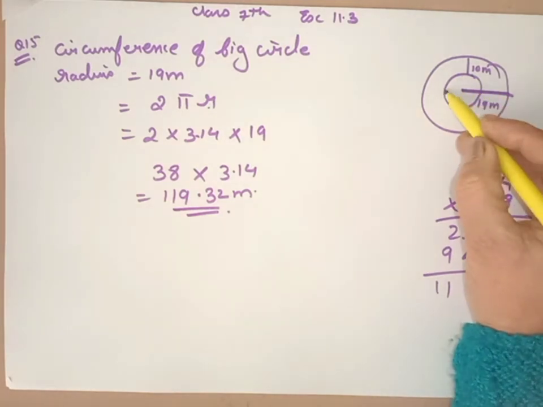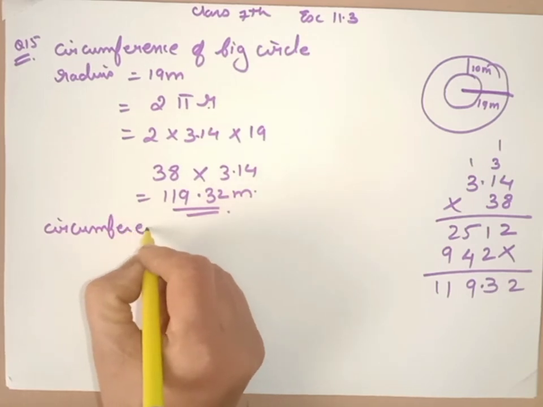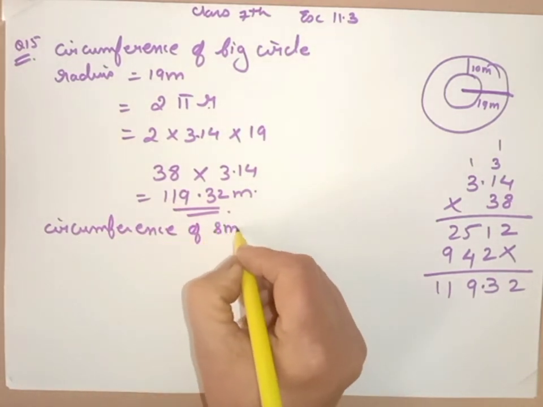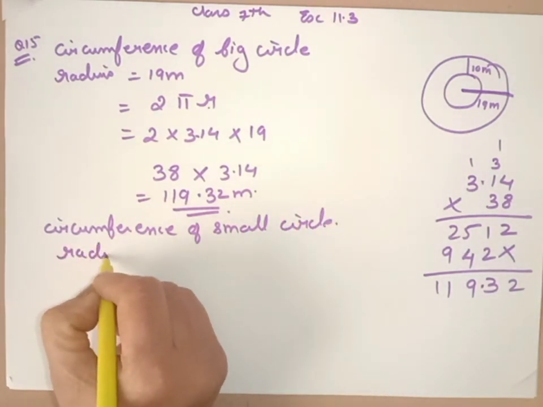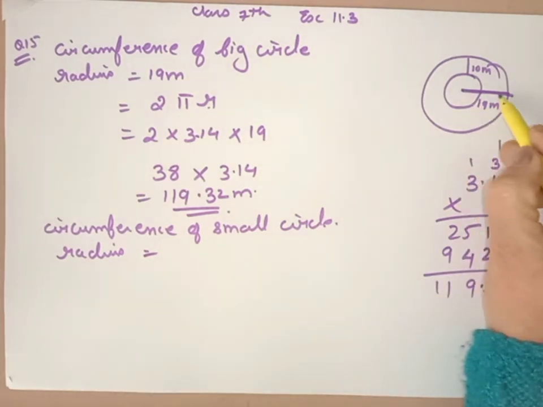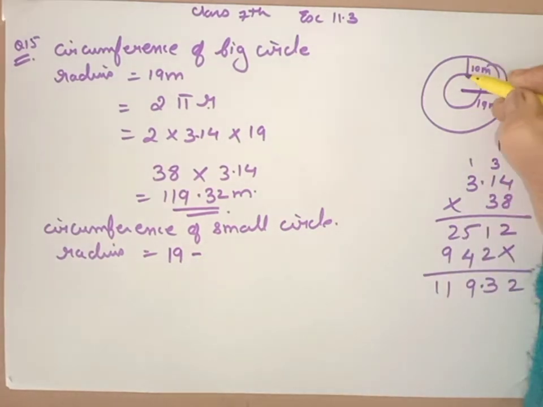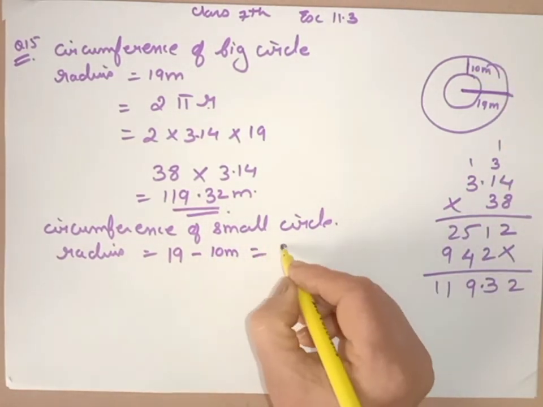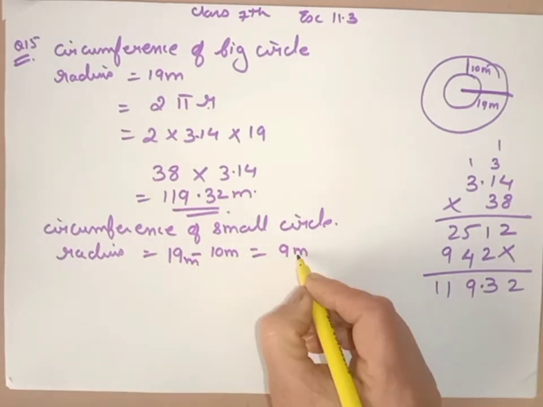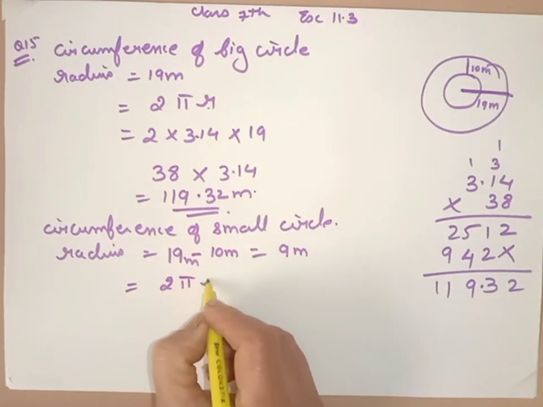Now I will find the circumference of the smaller circle. We know the radius of the bigger circle is 19, and the length of this path, 10 meter, should be subtracted, so you will get 9 meter. The radius of the smaller circle is 9 meter, and the circumference formula is 2 pi r.